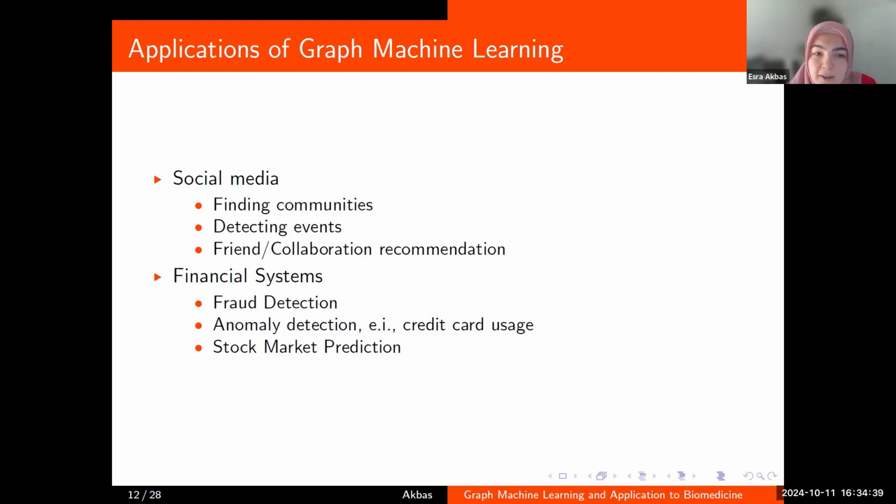Or, every day, I believe you get some recommendation from LinkedIn or some social media account, like you may know this person, you can be a friend. Those kinds of recommendations are link prediction. Or in financial systems, we can detect fraud as anomaly detection, like if there is some change in credit card usage. These are all connections and changes in the network.